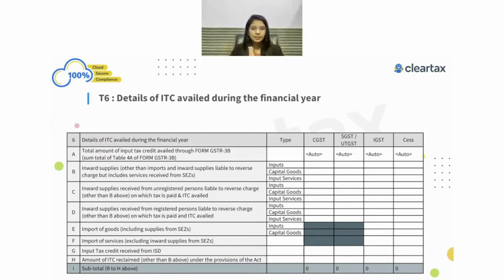What exactly is that? It's just inward supply. They have removed the imports and the reverse charge thing. And they say, okay, whatever purchases you have made from a registered person, you just show in my 6B. That is what they're asking, right?